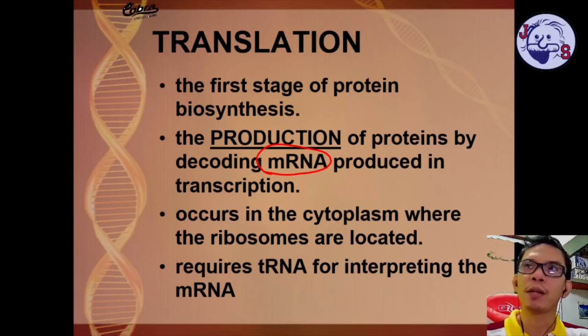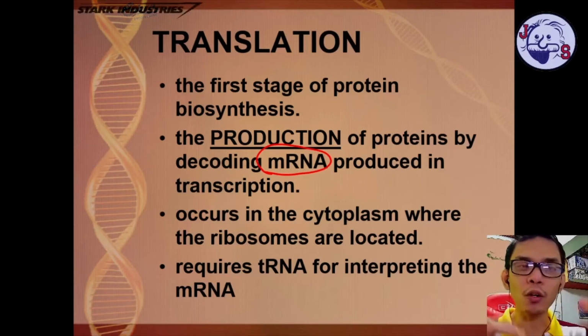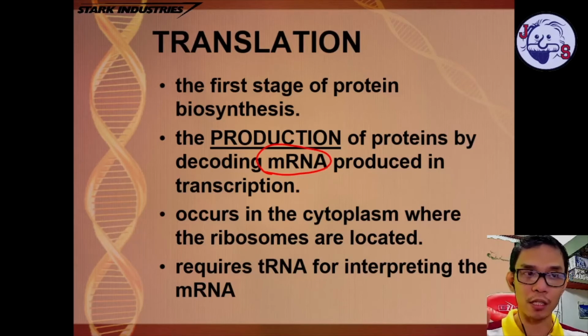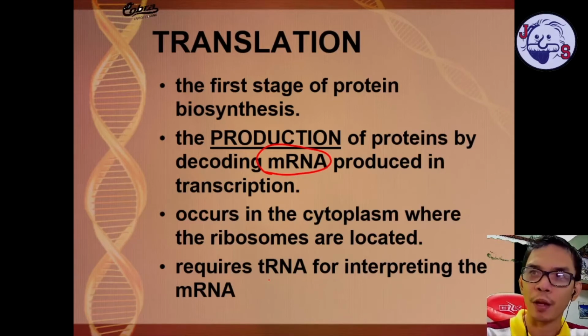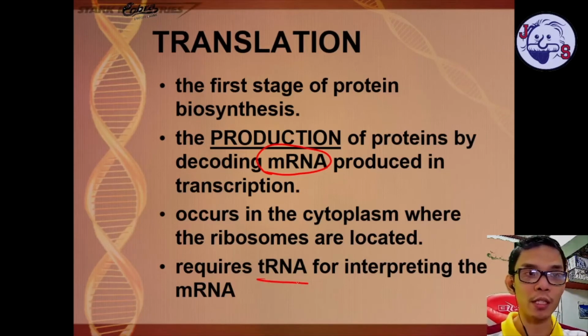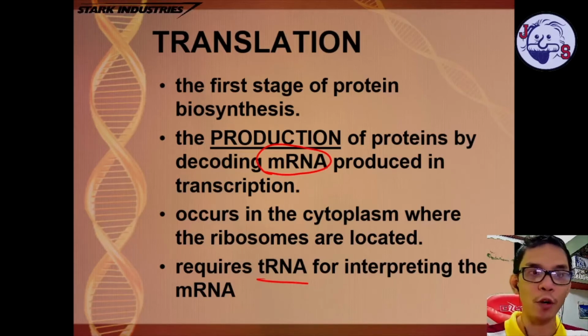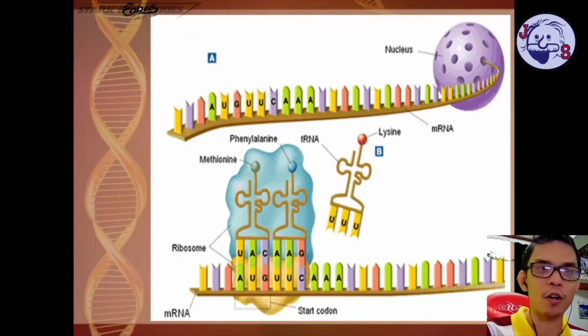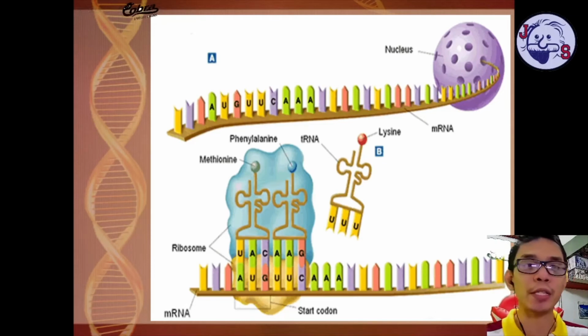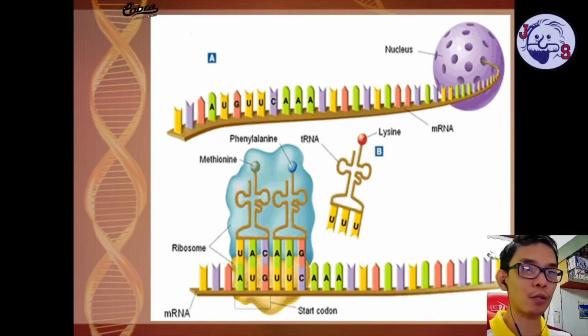Now, where does the translation process occur? It occurs in the cytoplasm because this is where the ribosomes are located. Together with the ribosomes, there is also something needed called the tRNA. Later, I will show you how the ribosome and tRNA work in order to create this functional product called protein. So for you to better understand how the translation works, let's go back to our simulation again.